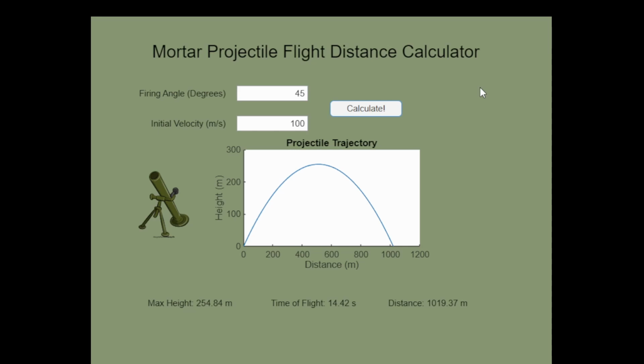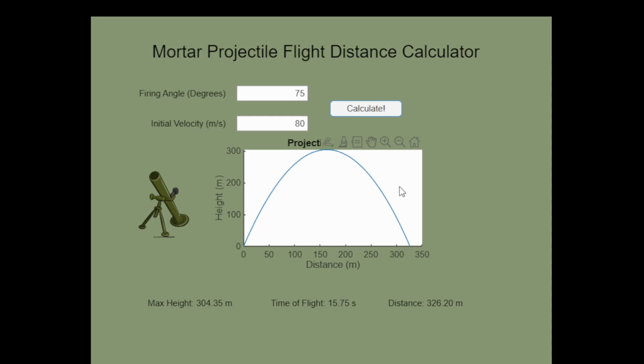If we were to change this to a steeper angle, such as 75 degrees, and let's take the velocity down to 80 meters per second, what we see is we get a much higher max height, but almost 700 meters less of distance. It's also visualized here by seeing how steep this parabola would be.